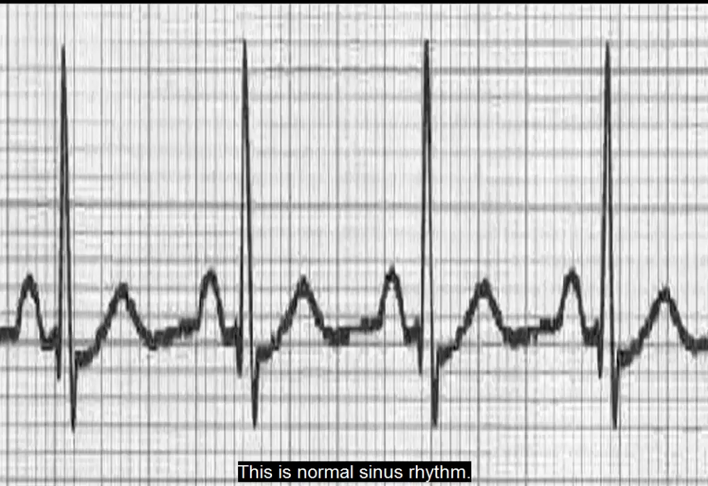This is normal sinus rhythm. The S1 signifies the onset of ventricular systole. S2 signifies the onset of diastole.